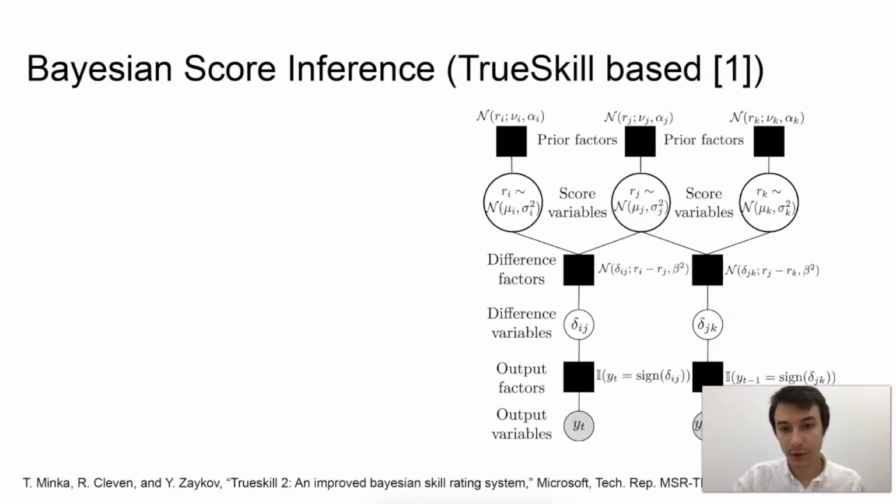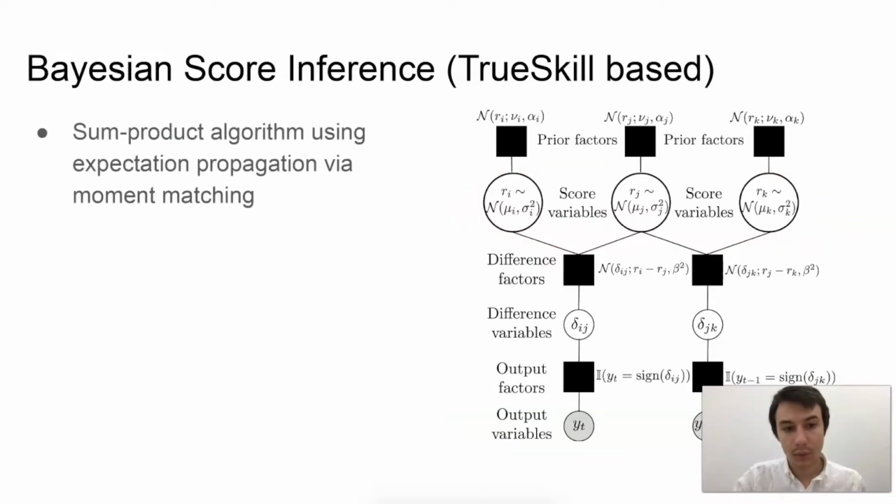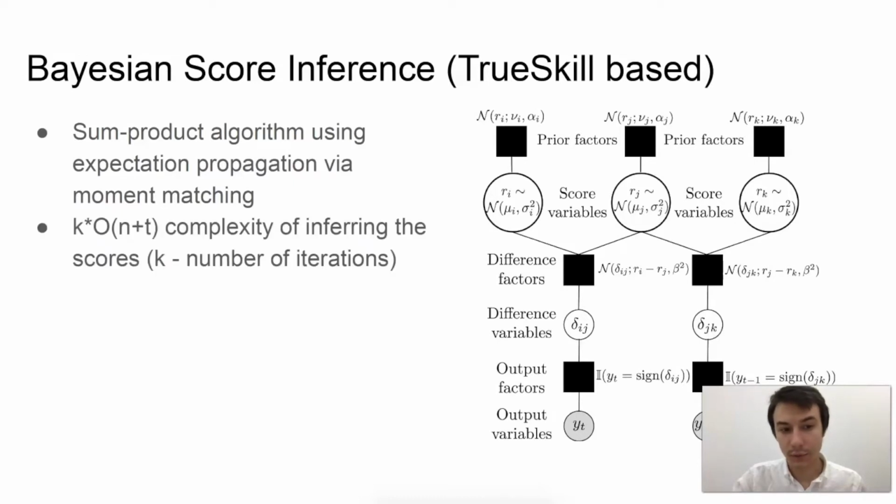For scale inference, we use the TrueSkill algorithm, and we are interested in the score variable given the outcome of the game or pairwise comparison. We use the sum-product algorithm with expectation propagation via moment matching. The algorithm is iterative with the complexity of n plus t per iteration to infer the scale, where n is the number of conditions, t is the number of comparisons collected so far, and k is the number of iterations. Typically 10 to 15 iterations are used.